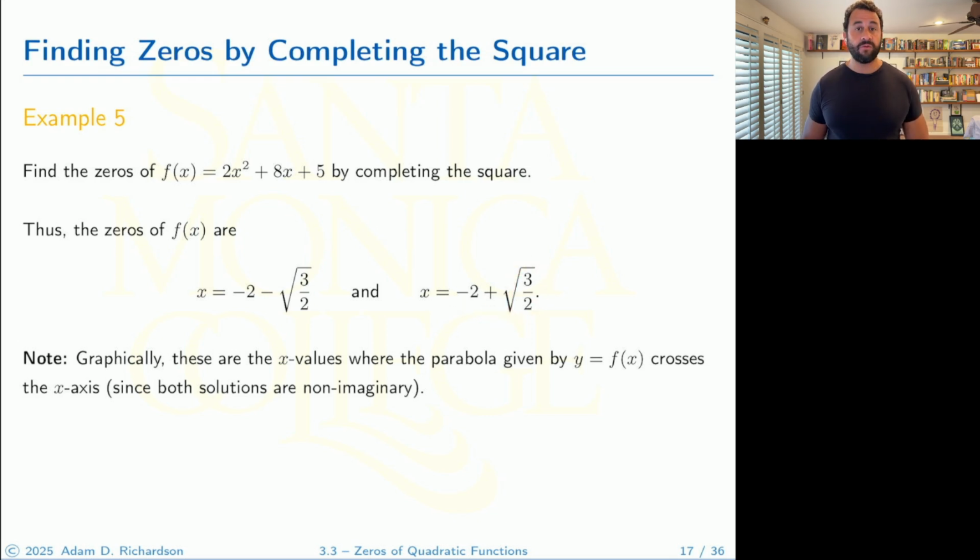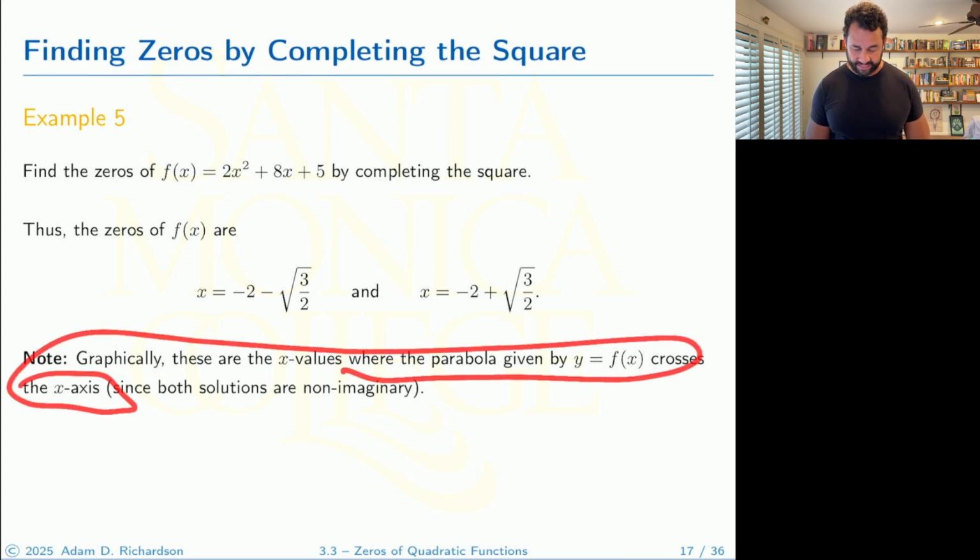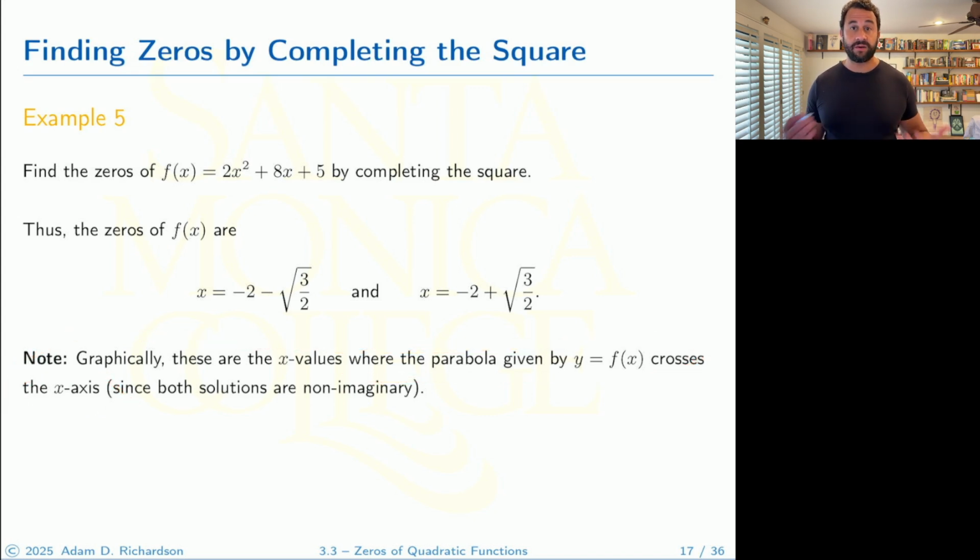And like I had mentioned before, graphically, what's happening is these are where the parabola crosses the x-axis. That's the geometric interpretation, right? Remember, algebra and geometry, best friends forever and ever. If we're doing something algebraic, there's usually a geometric interpretation too. So you want to get comfortable passing in between both of those because they are equivalent and they can really help build our intuition and just give us a more meaningful understanding of what we're doing and why we even care. All right? So that's what we just found.